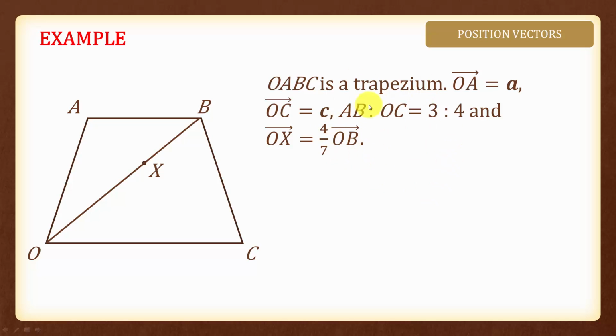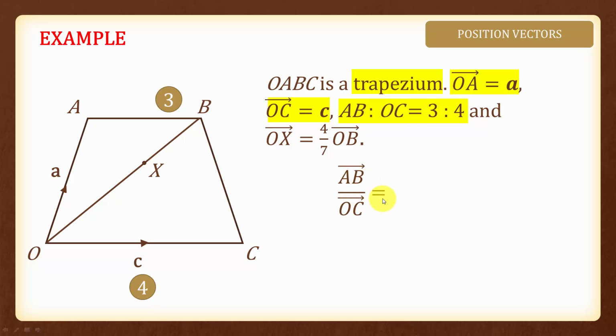Now let us translate this information onto the diagram. OABC is a trapezium means that OC is parallel to AB. Vector OA is equal to A. We will write the letter A here with an arrow. Vector OC is equal to C, and we'll write the letter C here with an arrow. The ratio of AB to OC is equal to 3:4, and we'll write the ratio here.